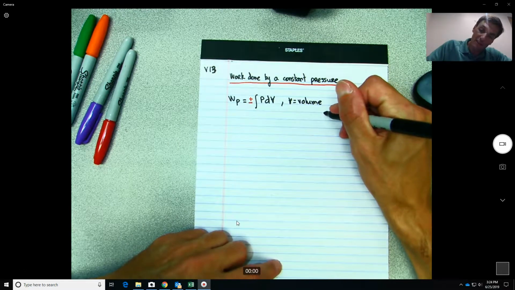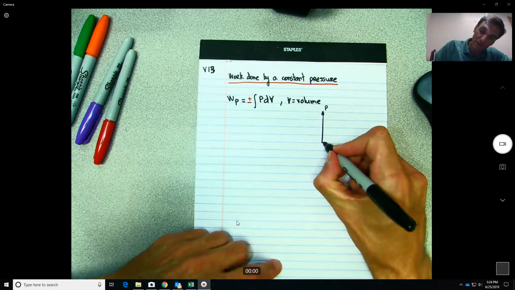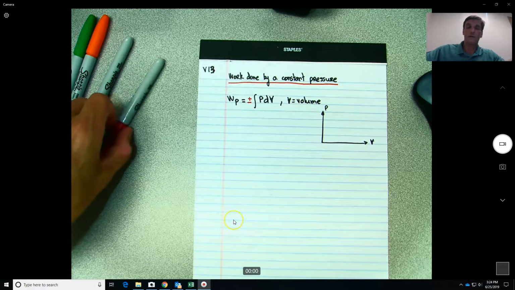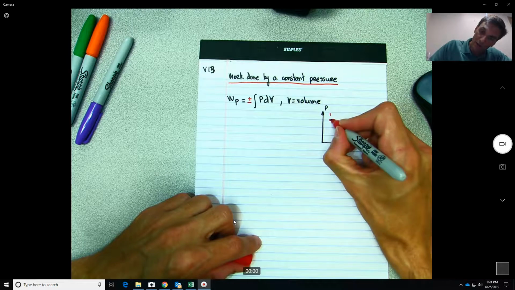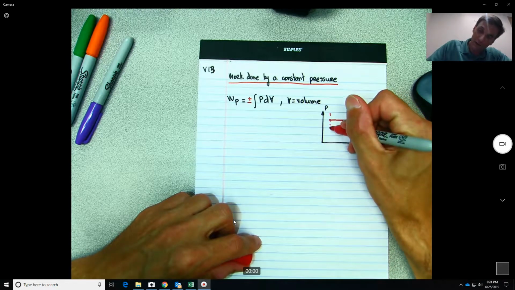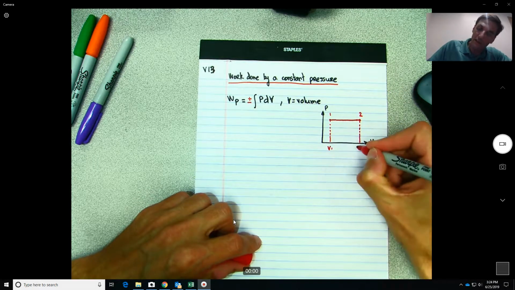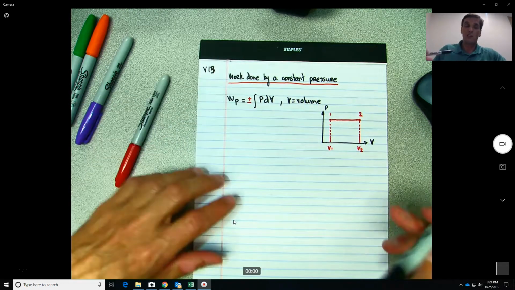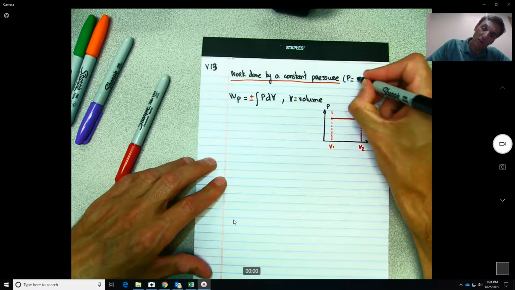So if you plot this into what is known as a PV diagram, a constant pressure would be, for example, from point 1 to point 2, where this will be V1 and this will be V2. Okay? So let's see what the work will be. P in this case is constant.